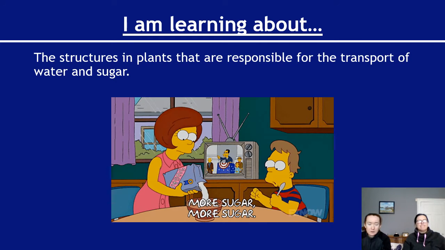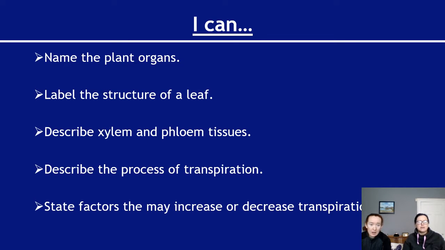Okay, so in this video we're going to be learning specifically about the structures in the plants that are responsible for transport of water and sugar. By the end of this you should be able to name the various plant organs, which is really nice. You should be able to label the structures of a leaf, which is not as nice as naming the organs. You should be able to describe xylem and phloem tissue, describe the process of transpiration as a whole, and state different factors that would increase or decrease transpiration.